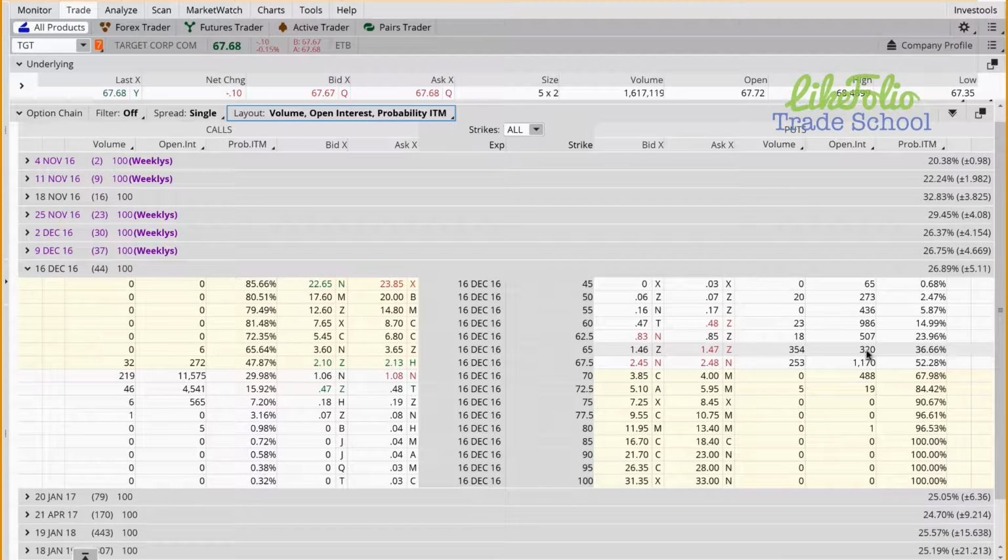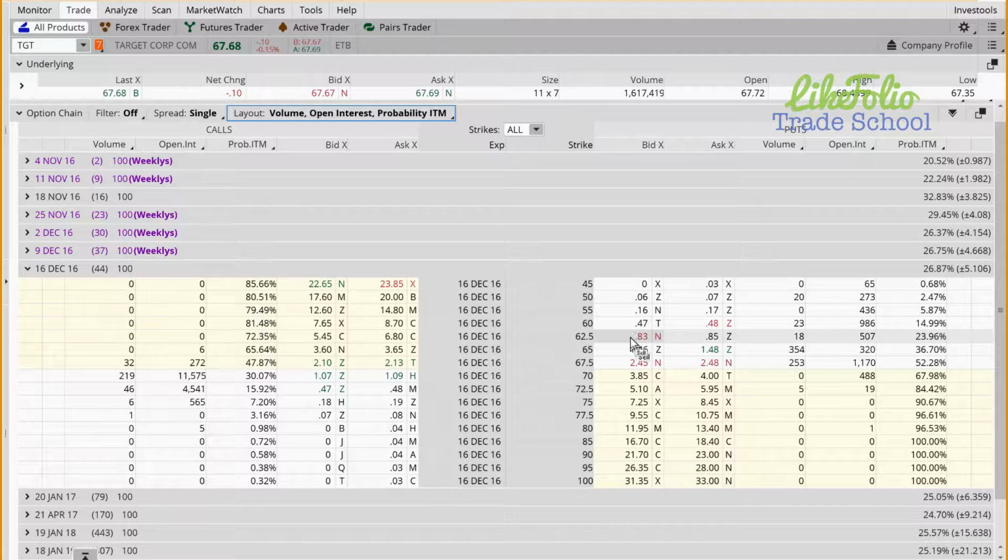So, we like the one between 25 and 30. We've got one here, the 65 is at 36.7%, and then we've got the 62.5 at 23.96. This 23.96 is much closer to my preference range of 25 to 30. So I'm going to go with the 62.5 put.